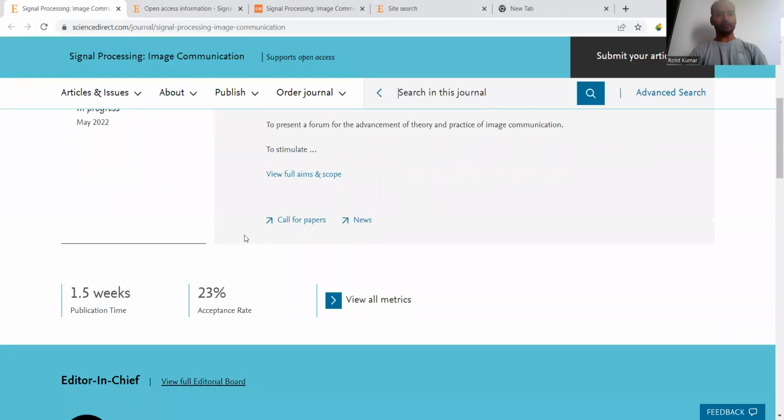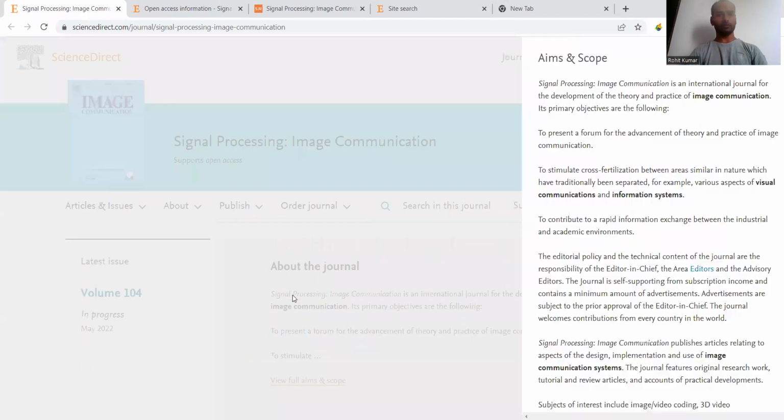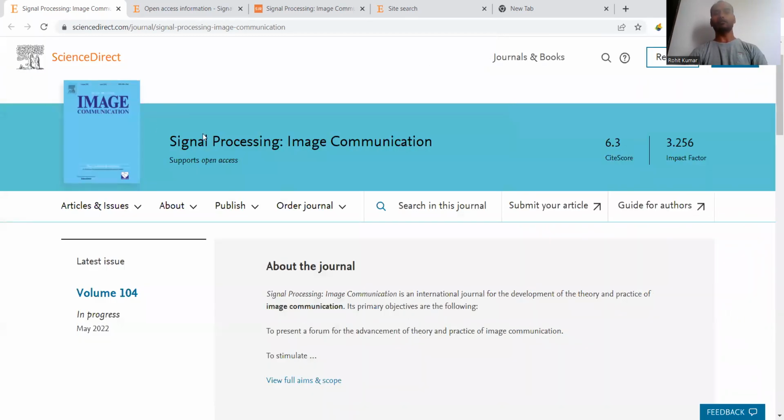Coming down, here you can see that these are the aims and scope. So let's see what the full aim and scope of this journal is. Here you can see that Signal Processing Image Communication is an international journal for the development of theory and practices of image communication. And again, a very general thing, but quite important to point out, that if you focus on the journal name in any journal, you will get to know what its focus is. Here, as you can see in this particular icon, image communication is in bold, it is in focus. Signal processing is good, but ultimately they are focusing on image communication.